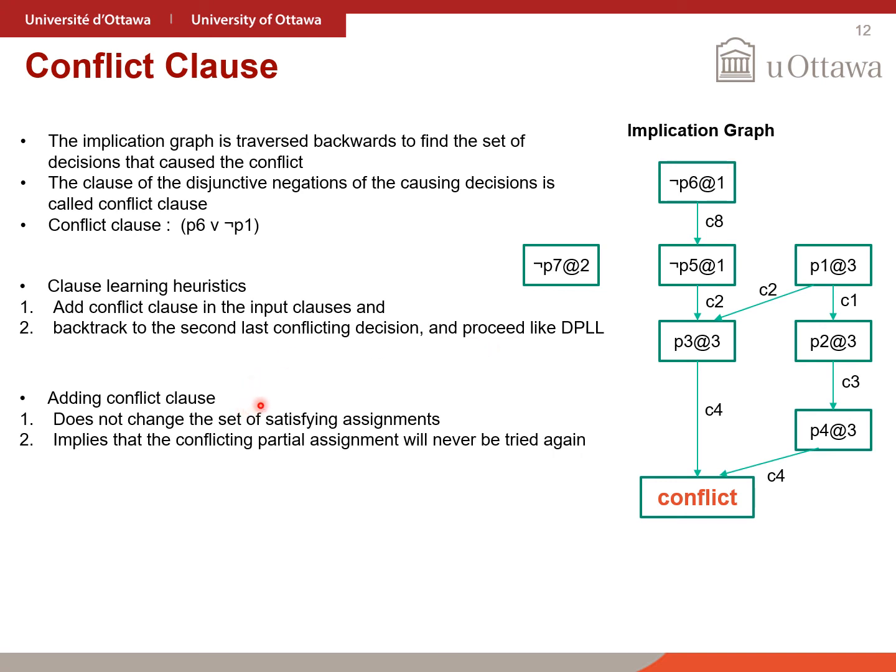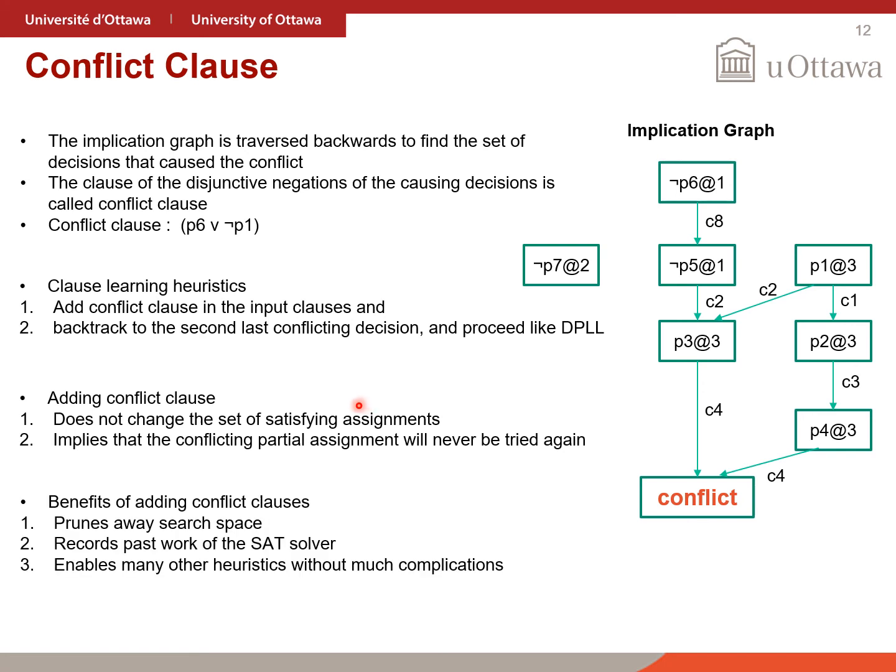Adding a conflict clause does not change the set of satisfying assignments, and it implies that the conflicting partial assignments will never be tried again. By adding a conflict clause, it prunes away the search space. It records the past work of the SAT solver, and at the same time it enables many other heuristics to be added on without much complication.